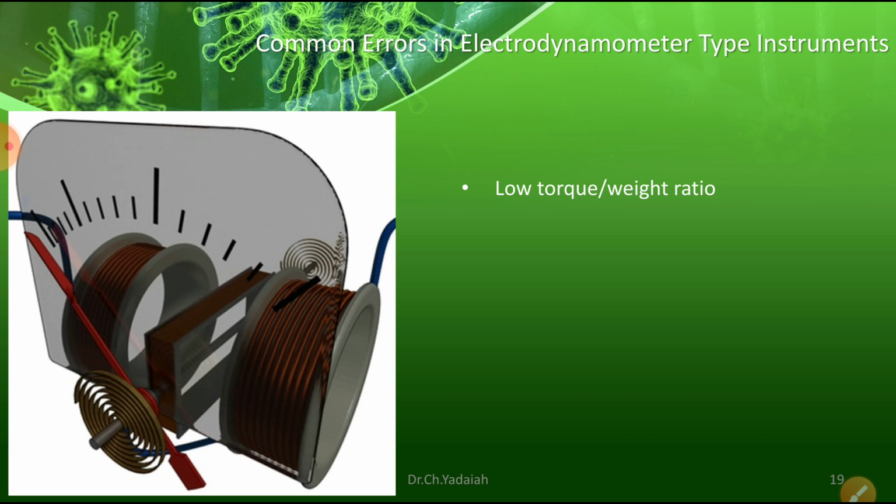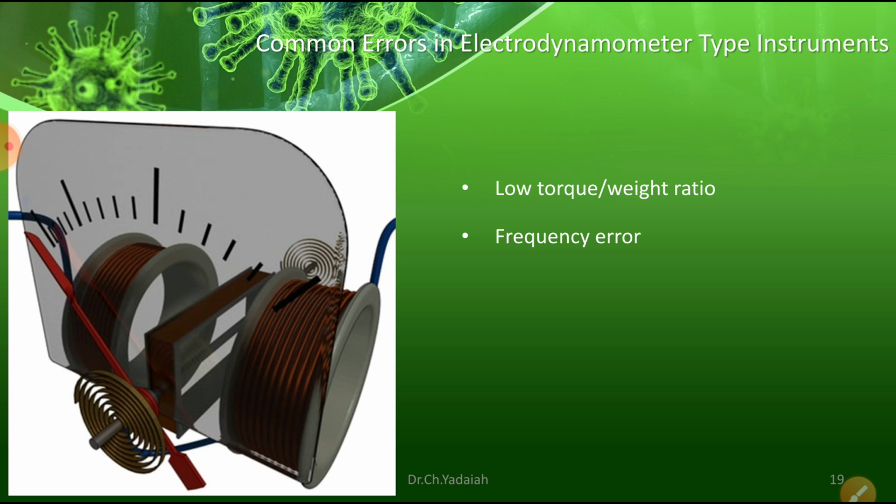At the same time, the moving coil is also placed here. You can see the moving coil, because of the thin wire and its number of turns is more to produce a flux. So the weight on the pivot also increases. That's why the low torque by weight ratio of dynamometer instruments affects the errors. Another is the frequency error, because it is operated on AC and DC.